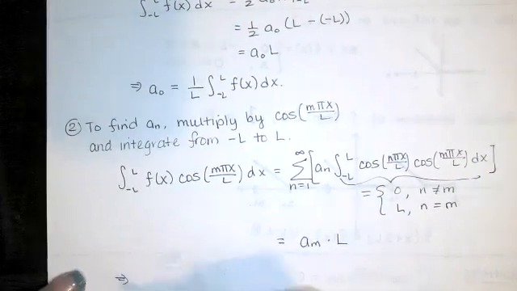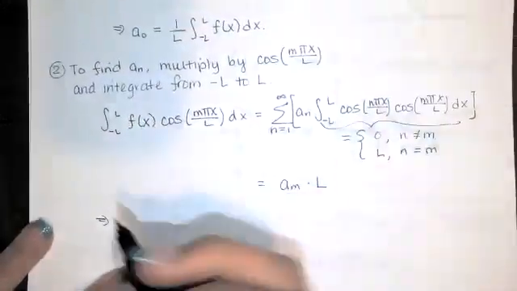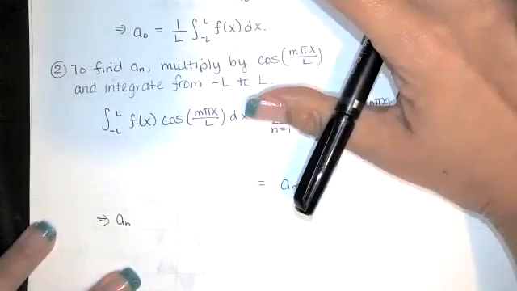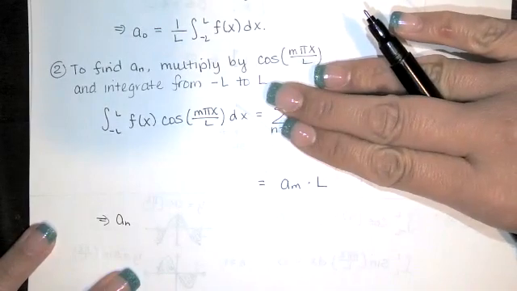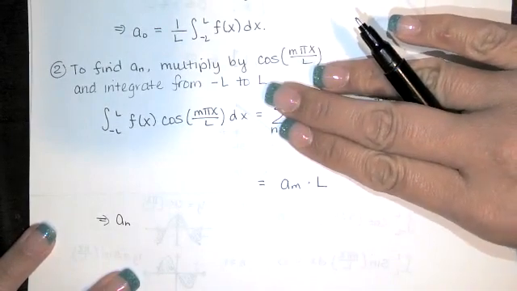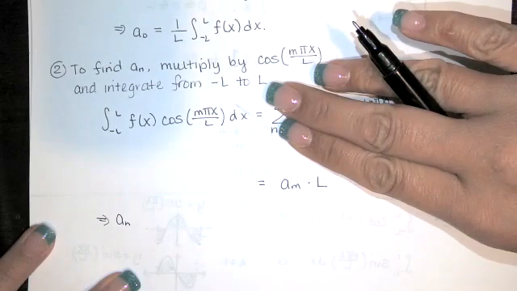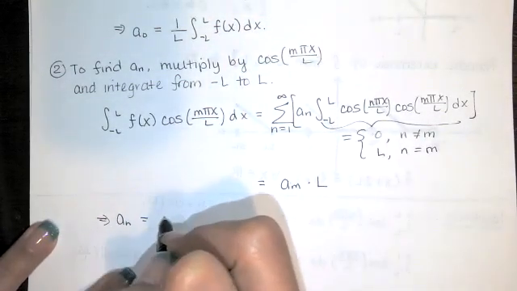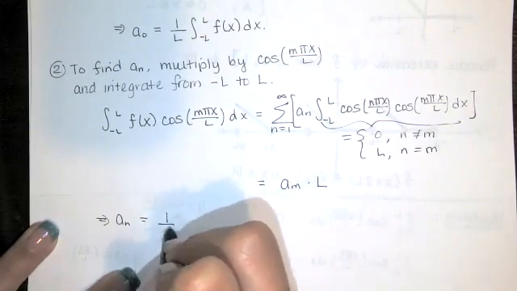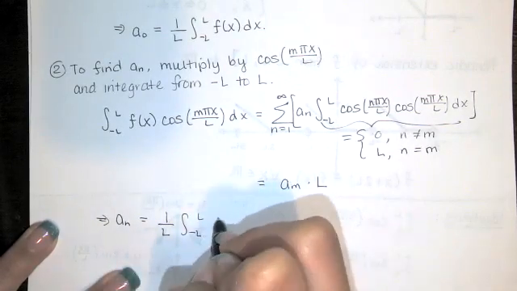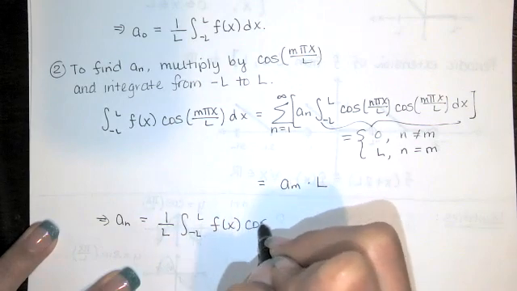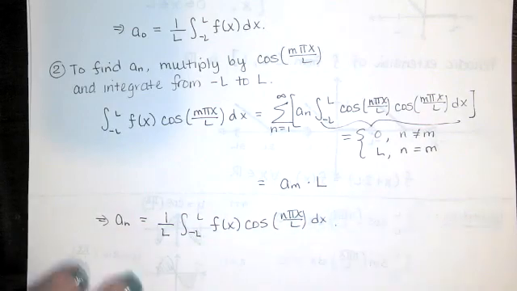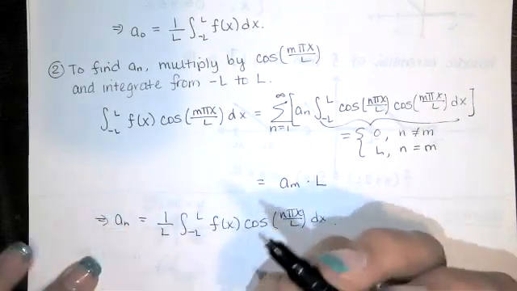I can change the m's into n's, because m in this case, after I've simplified that equation, is just a dummy variable representing the frequency of that particular cosine function. So we can change the n's into m's. It won't change anything. Divide both sides by L. And we get this. So that's our a sub n.